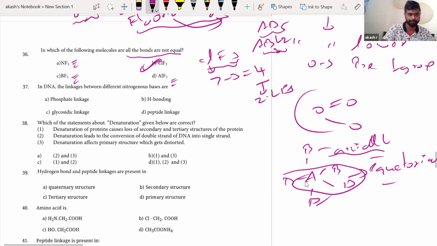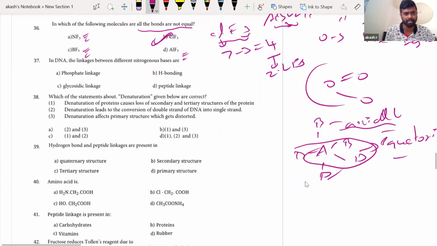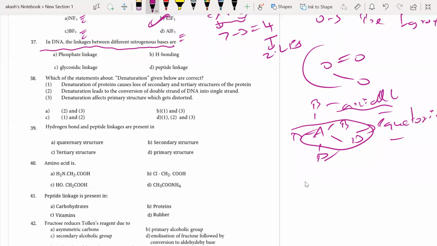Okay, moving on. In DNA, the linkages between different nitrogenous bases are what? Quick, what is the answer? Hydrogen. Yes, right. I'm talking about base and base. Adenine, guanine, hydrogen bonding. Adenine, thymine, right? They will have hydrogen bonding. I told you how they form the duplex or say double helix, right? One helix, second helix, hydrogen bonding. That is how they hold together. Okay, good. Hydrogen bonding is the answer to this question.